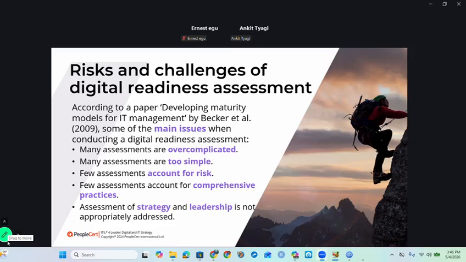Comprehensive practices should be defined and followed in terms of making the assessment successful, and of course, moving towards the vision. And strategy and leadership should always be appropriately addressed, because without their commitment, we would not be able to move even a step forward.